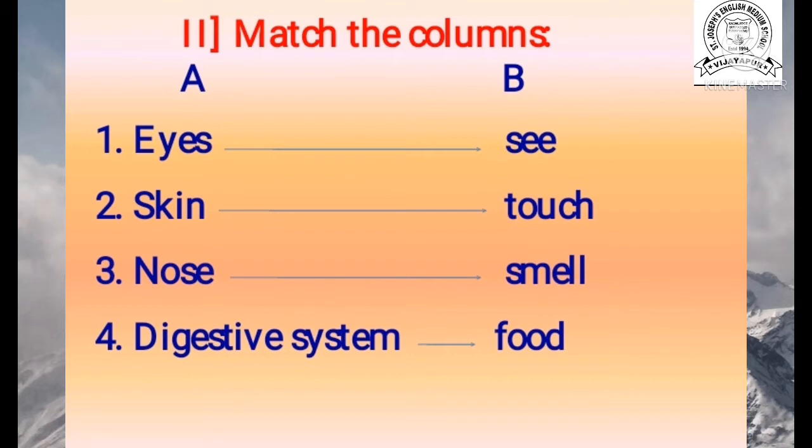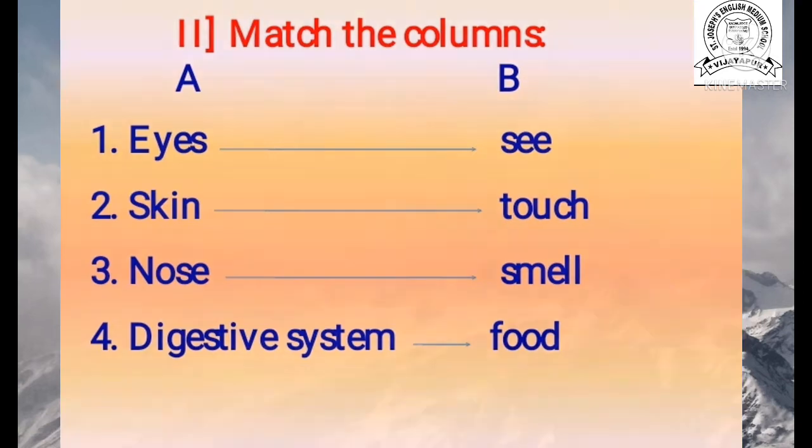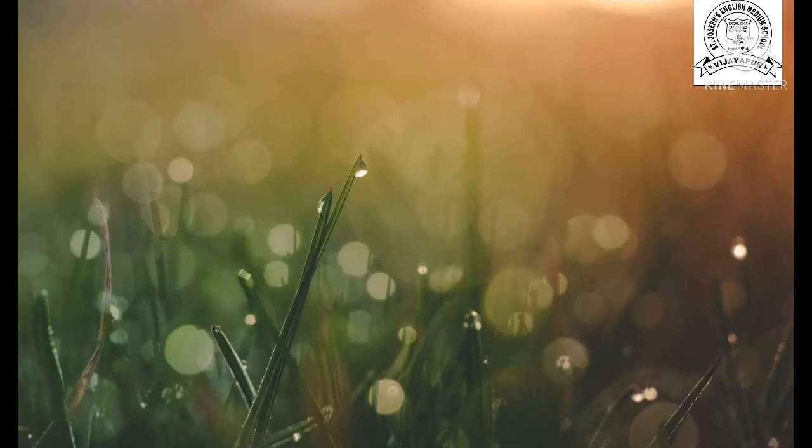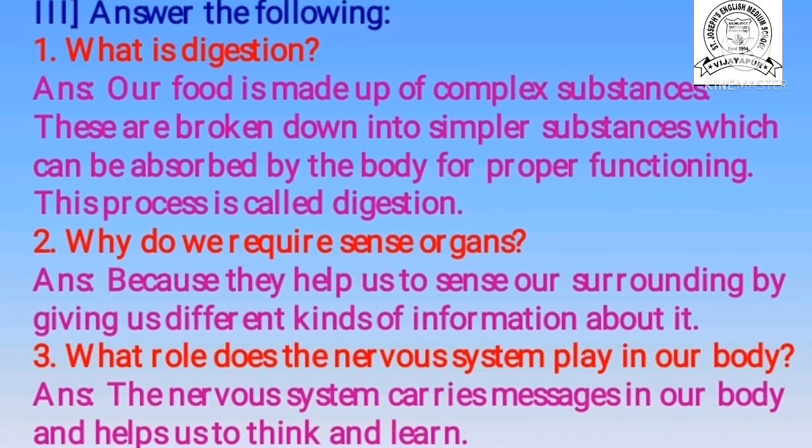Now the fourth one is the digestive system. The digestive system is one of the organ systems. And in the digestive system, what is the main thing? Food. So it matches with food. Now the next question, question number 3, answer the following.